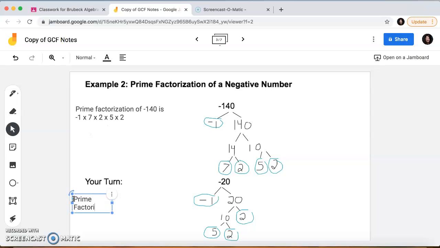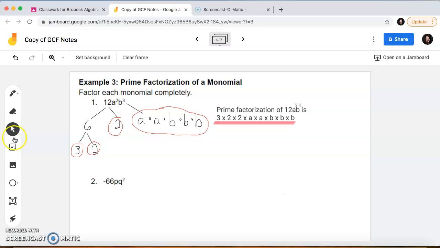And so the prime factorization of -20 is going to be -1 times 5 times 2 times 2. It doesn't matter the order you write the numbers in, you just got to make sure you get all of the factors written down. Next, we are going to do the prime factorization of a monomial.